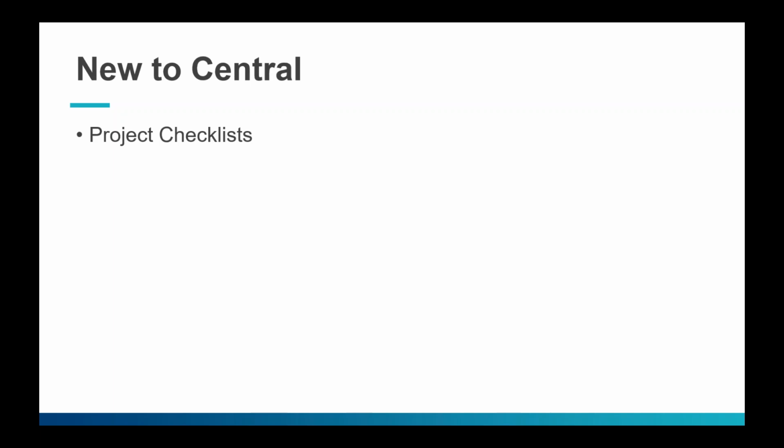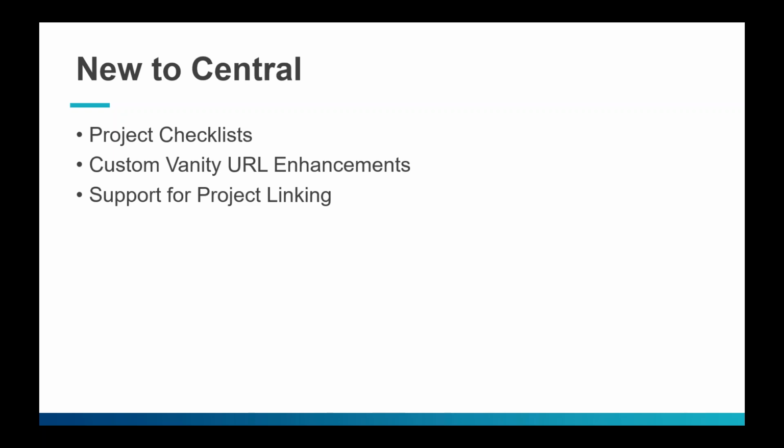So it's really three things that are new to Central. One is project checklists. This is the thing that I'm most excited about, probably because I'm selfish and this is the one I'm using most. Another thing is custom Vanity URL enhancements. So a lot more flexibility on how to control the URL of your final output. And then finally, support for project linking. And I'm going to just give you a brief summary of each one of these before we get into Central and look at them.